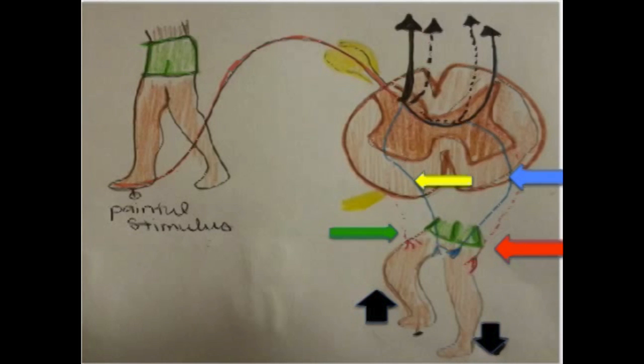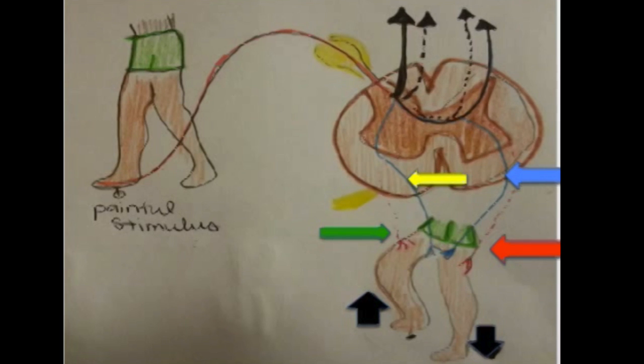All of these travel up to the spinal cord. When the pain receptor signal reaches the interneuron, there is a fast signal to the motor neuron to move the body part away from the source of pain.